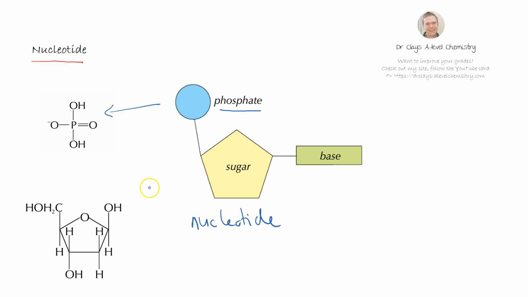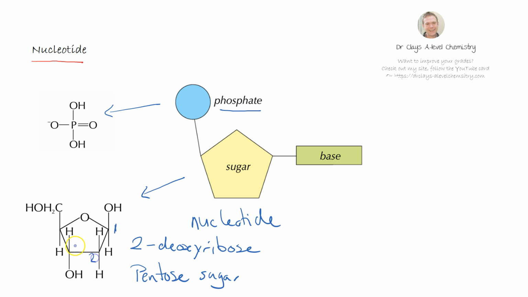The next part of the nucleotide is the pentose sugar, and it's called a pentose sugar because we've got a 5-carbon sugar here. This is otherwise known as 2-deoxyribose. That's where the name deoxyribose comes from. And we can number here the carbons in our chain. We number from the right hand side here next to the OH: 1, 2, 3, 4, 5.